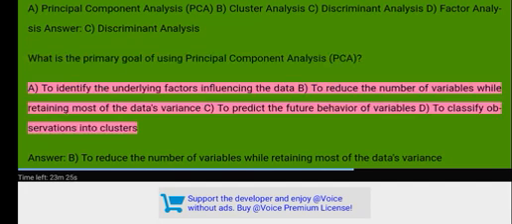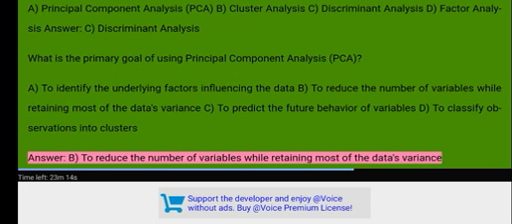A. To identify the underlying factors influencing the data. B. To reduce the number of variables while retaining most of the data's variance. C. To predict the future behavior of variables. D. To classify observations into clusters. Answer: B. To reduce the number of variables while retaining most of the data's variance.